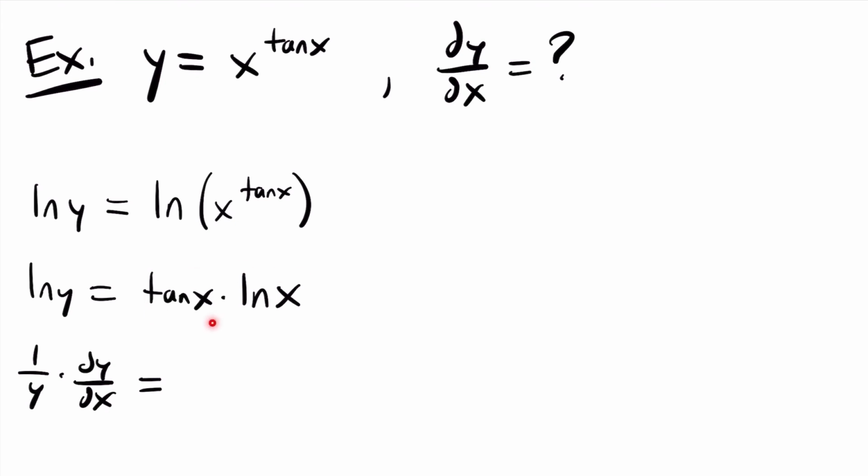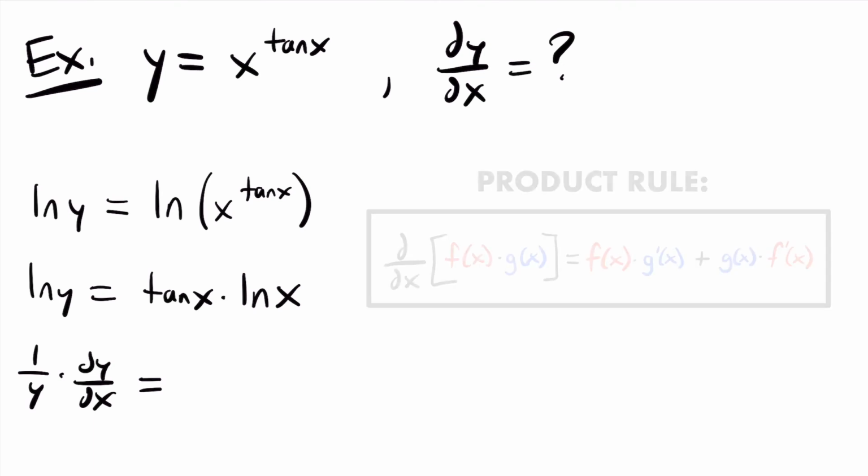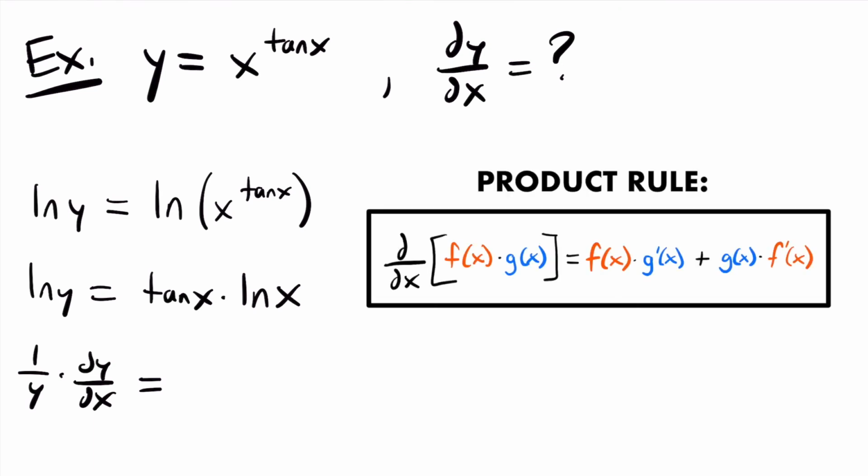And so on this side of the equation, we have two functions multiplied together, and so that means we're going to need to use the product rule for derivatives. If you don't remember the product rule, I'll have it up here on the screen for you to reference. But if we go through the product rule, we'll start by having the first function, which would be tangent x. So I'll have tangent x times the derivative of the second function. And the derivative of the natural log of x is 1 divided by x.